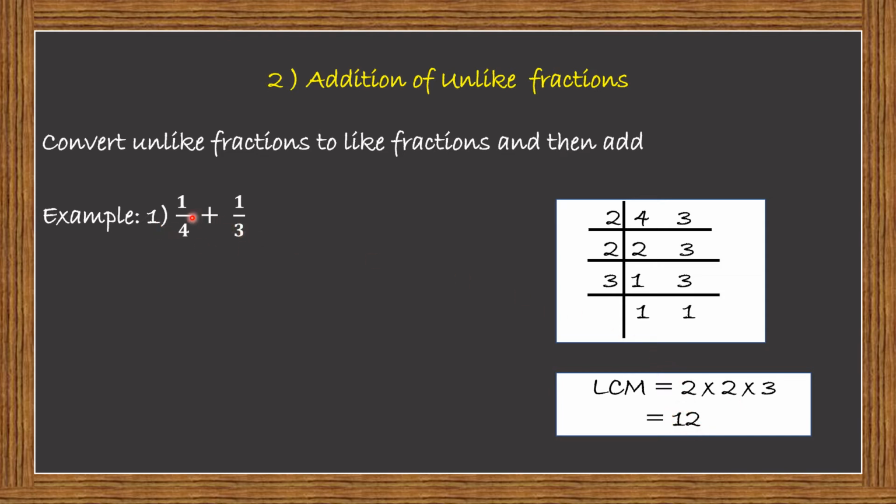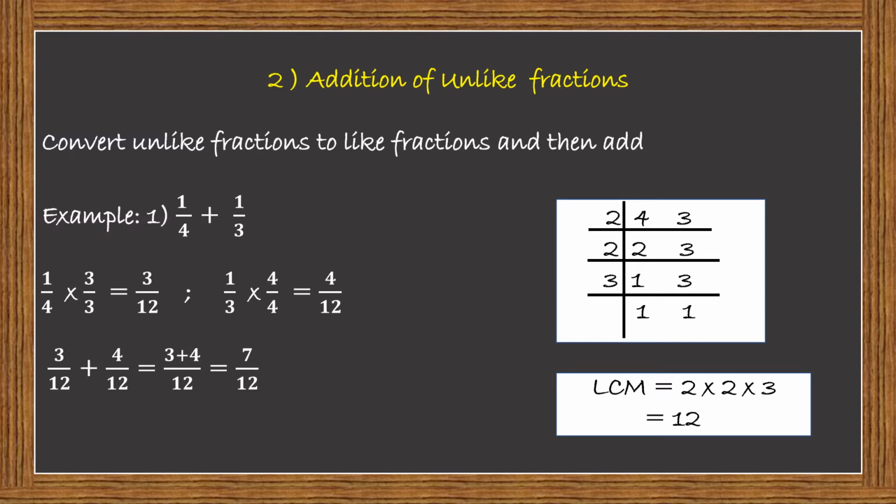So we have to make these denominators 12. To convert 4 into 12, we have to multiply the denominator 4 by 3. Hence we will multiply the numerator also by 3. So 1 3s are 3 and 4 3s are 12. Now in the fraction 1 upon 3, multiply by 4 upon 4. So 1 4s are 4 and 3 4s are 12. Now this 3 upon 12 and this 4 upon 12 are like fractions.